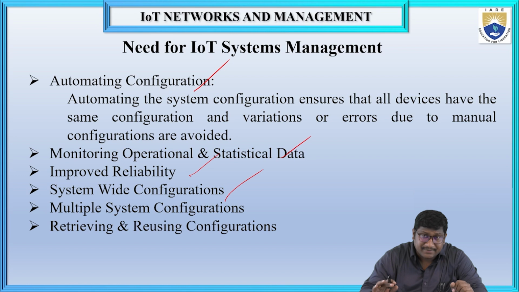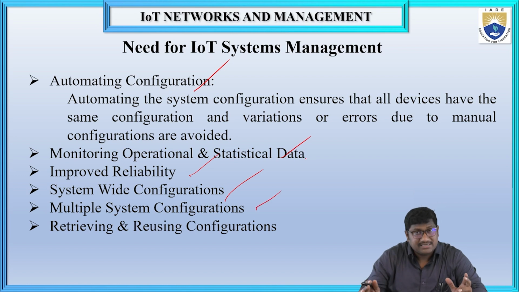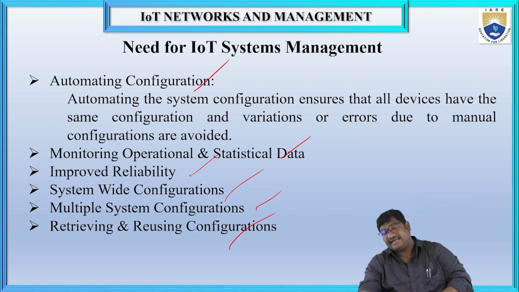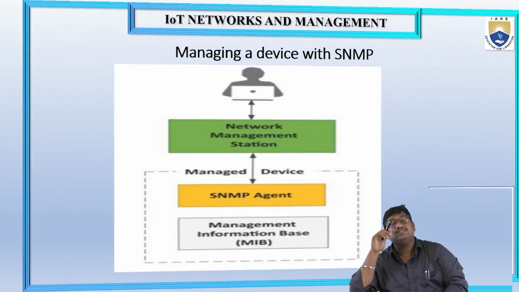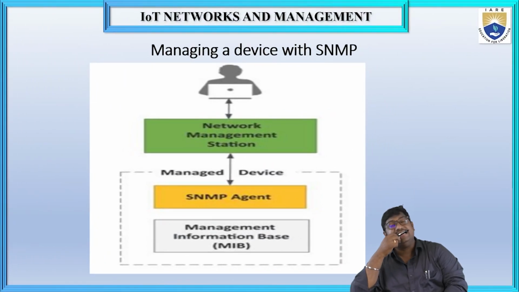And coming to multiple system configurations, why are multiple system configurations required? Because in home automation there are n number of different things which exist. And also retrieving and reusing configurations. Retrieving and reusing configurations will play a major role in system management purposes. These are the things which are playing a major role in NFVs.